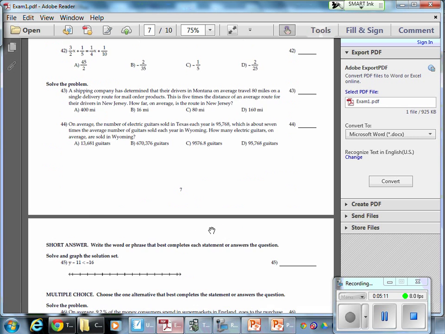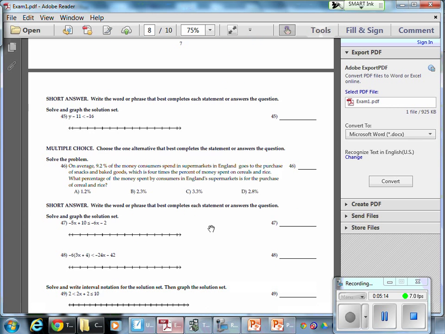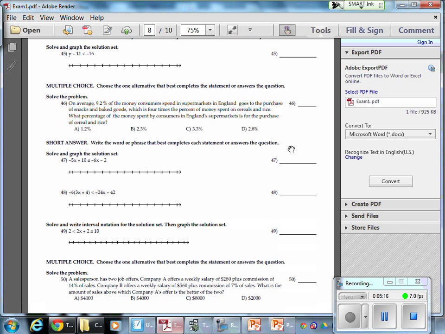All right, number 45. Solve and graph the solution set. y minus 11 is less than negative 16. So, add 11 to both sides. You get y is less than negative 5. So here's what I'm going to do. I'm going to put a negative 5 somewhere on the number line. I'm going to draw a parenthesis, not a bracket, because it's less than. I'm going to shade to the left of that.